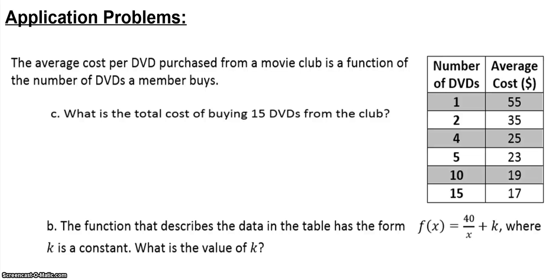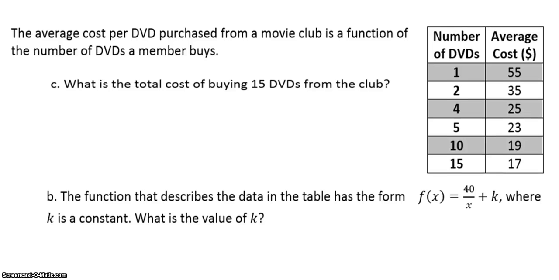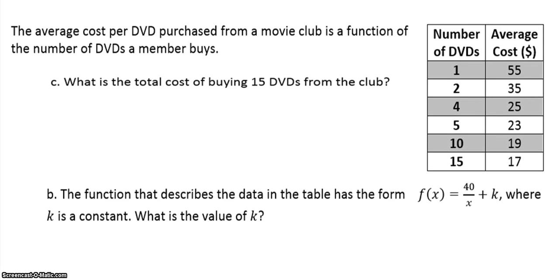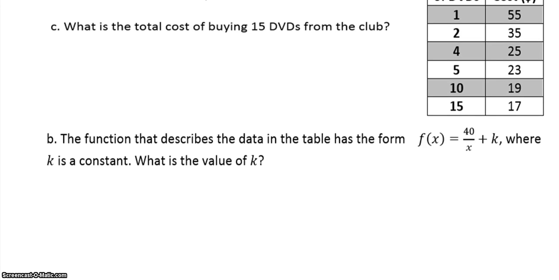Alright, I have about 2 minutes to get you through this example. The average cost per DVD purchase from the movie club, you've got a table on the right. For the first question, I'm going to skip C and go down to B. The function that describes the data in the table has the form f of x equals 40 divided by x plus k, where k is a constant. What's the value of k?